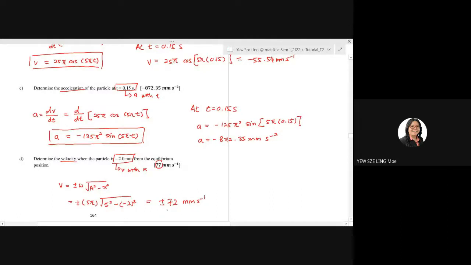You need to keep the plus minus sign because you don't know the direction, and the question asks you to calculate velocity. Velocity must come with a direction. So you need to keep both, plus minus, because you don't know the direction, you just leave it. So that is your question number 3.